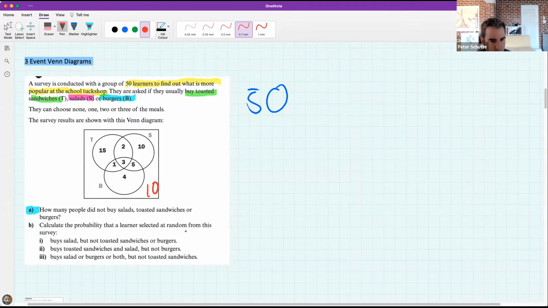Calculate the probability that a learner at random buys salad, but not toasted sandwiches or burgers. And then I want you to do the next 2 after that. So just go in your answer, go 1, and then tell me what you think it is for 2 and for 3. Off you go.